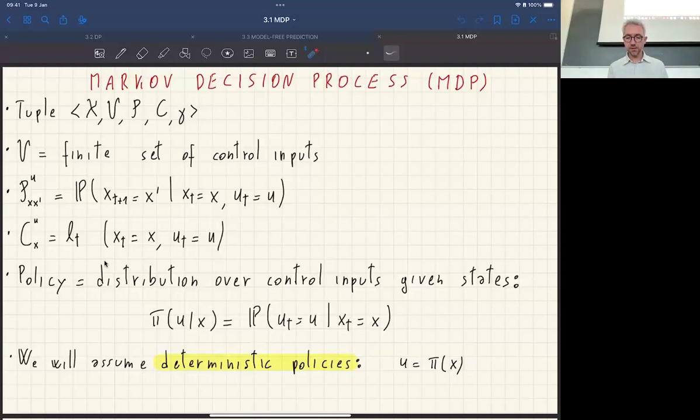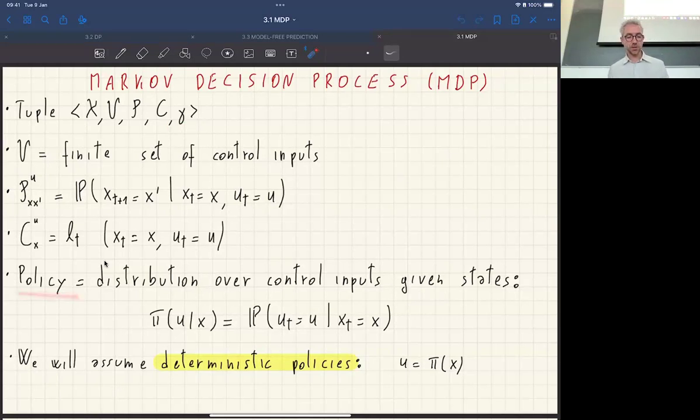It's defined by this tuple that contains the state space, which is supposed to be a discrete space, so the state can only take a finite number of values. The action space, the probability transition matrix, which defines the probability of transitioning from a state to another state given a certain action, the cost, and the discount factor gamma.